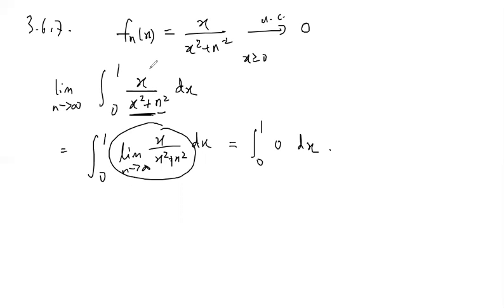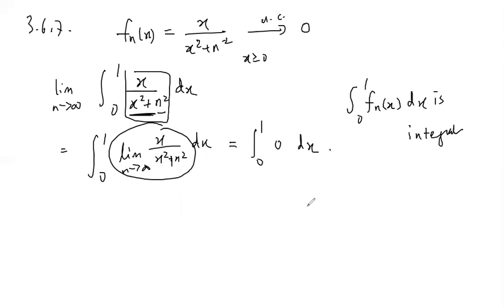Now take note that this function here is Riemann integrable. The integral of f_n(x) dx, let's say over [0, 1], is integrable. How do we know that? Basically, for this function, you need to find some kind of a bound.